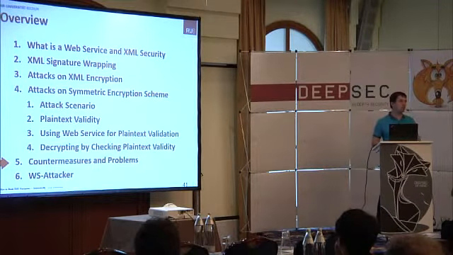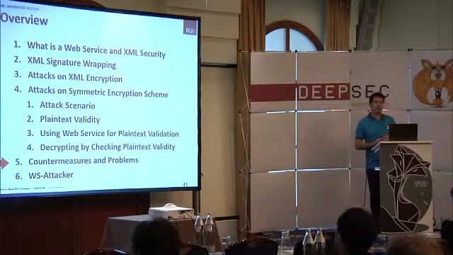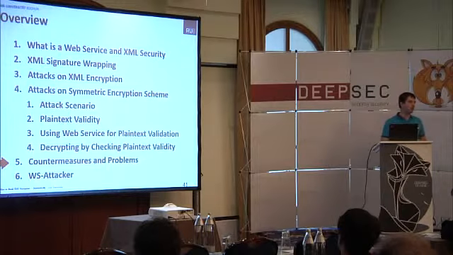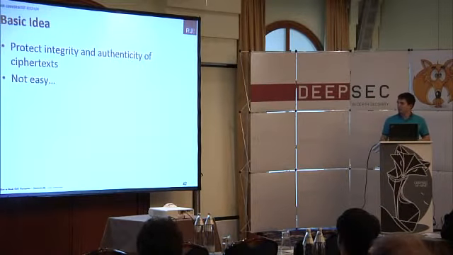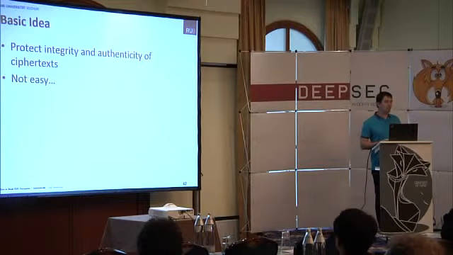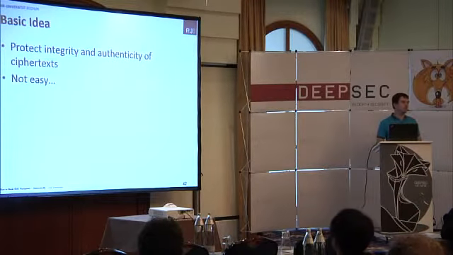So we need to apply some countermeasures. And this is what we analyzed in the recent research. How can we apply countermeasures, and what are the problems in the current applications? The basic idea behind applying a countermeasure is to protect the integrity and authenticity of the ciphertexts. But it's not that easy as I presented in the first slides. So what are the problems for this?